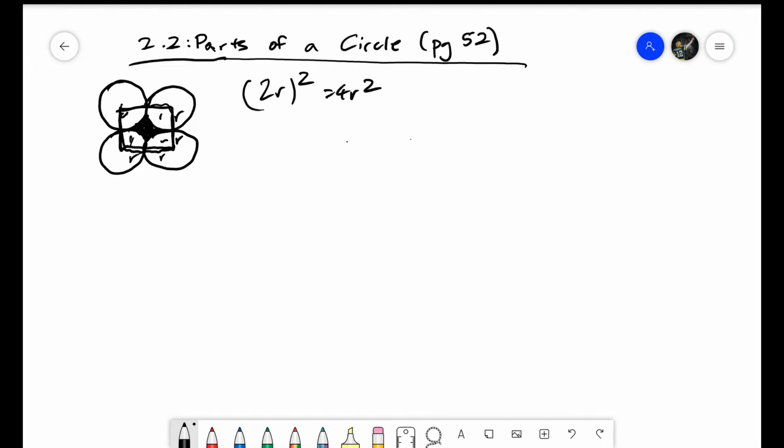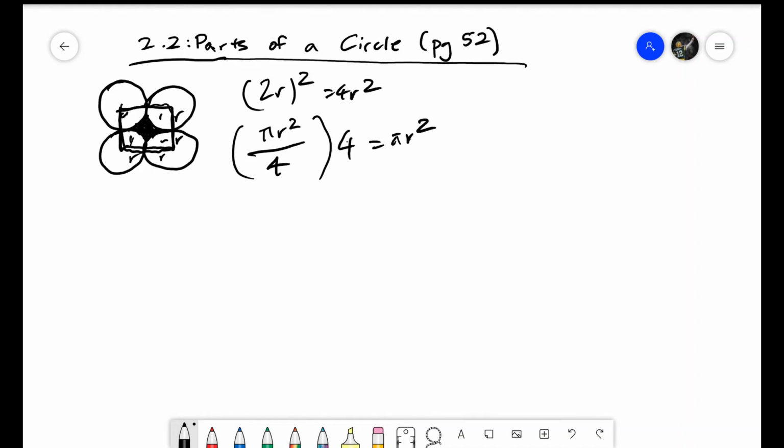Now the area of each of the sectors. Each of the sectors is a quarter circle, which means that the area of the sector is equal to the area of the circle divided by 4. And so each of the sectors has area pi r squared over 4. Combining each of the 4 sectors together, you can multiply by 4, and that gives pi r squared.